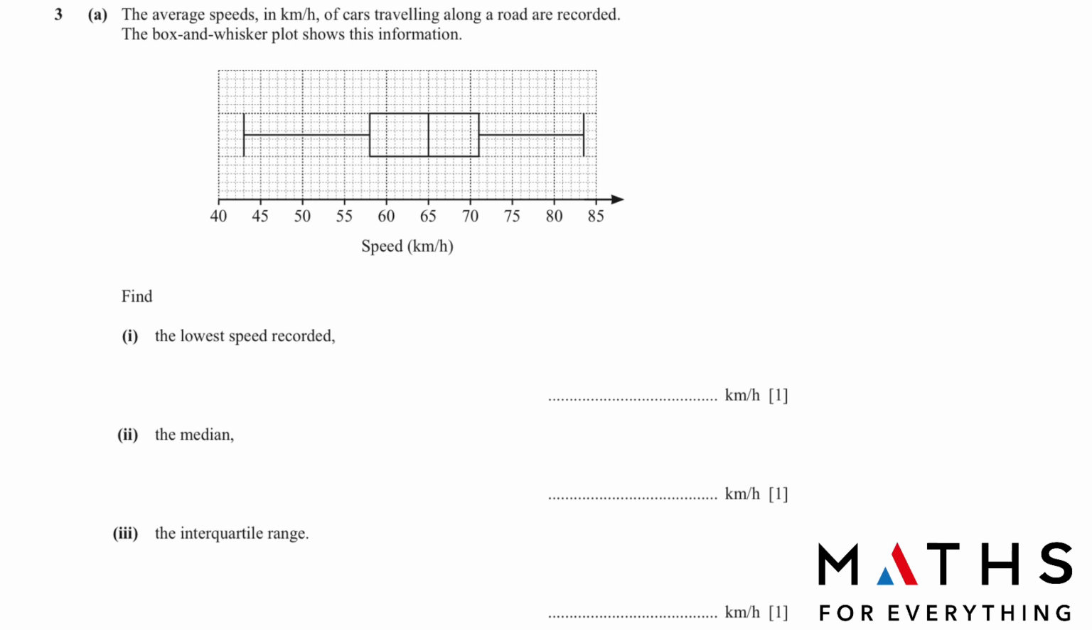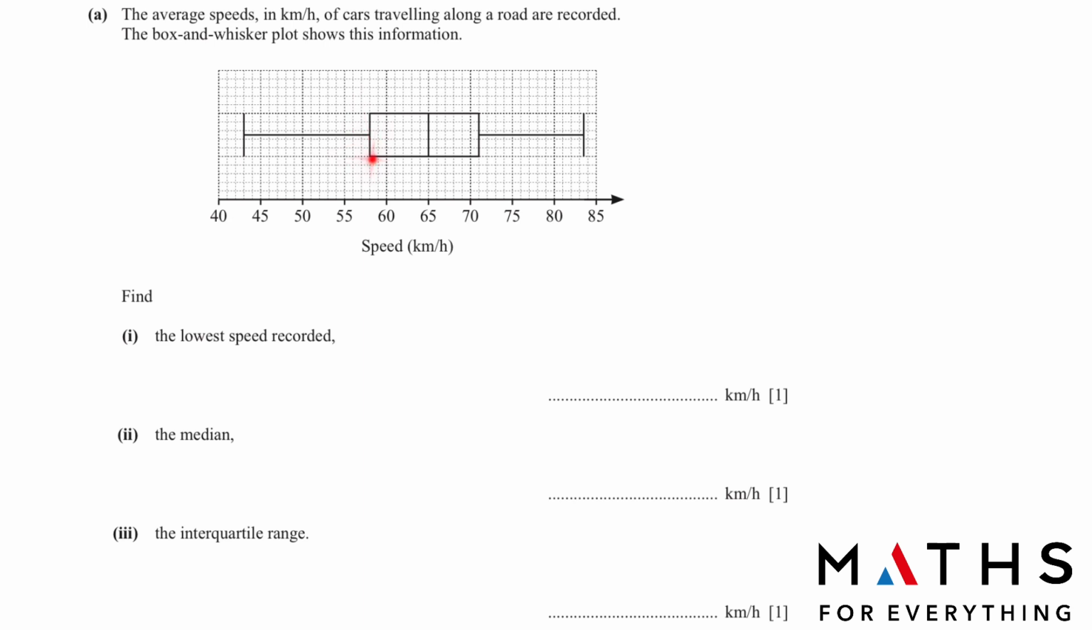Question number 3. The average speeds in kilometer per hour of cars traveling along a road are recorded. And we have been given a box and whisker plot. I hope you understand the concept of box and whisker plot. This is your lowest value. This is your highest value.